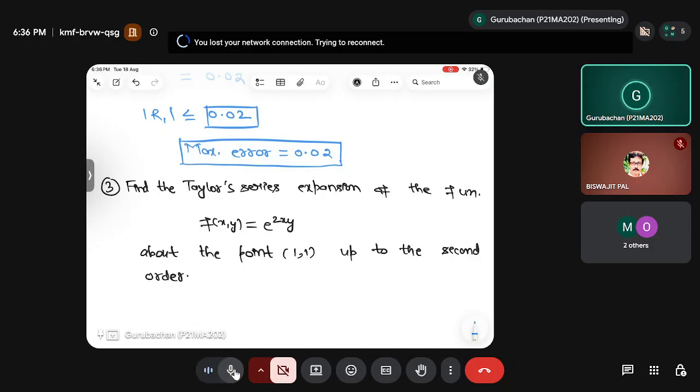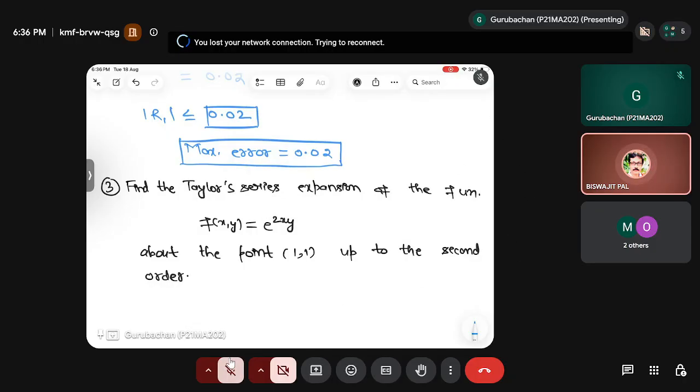I hope my screen is visible and I'm audible. Yes, sir. Okay. Sir, should we find the polynomial in xy? Yes. Okay.